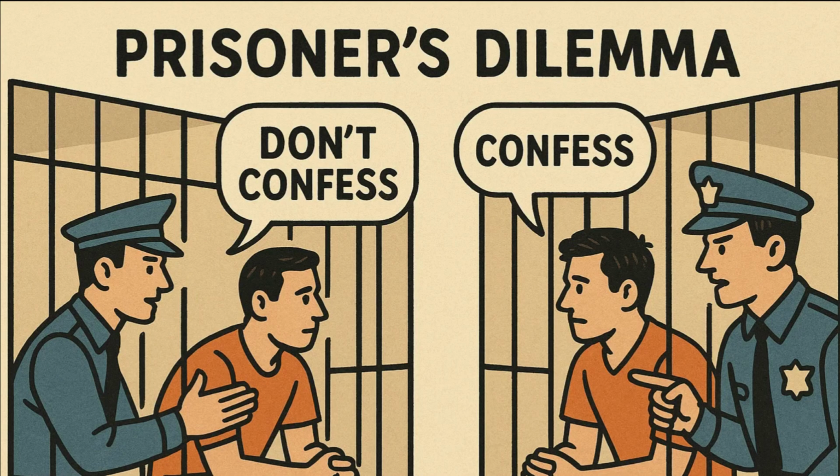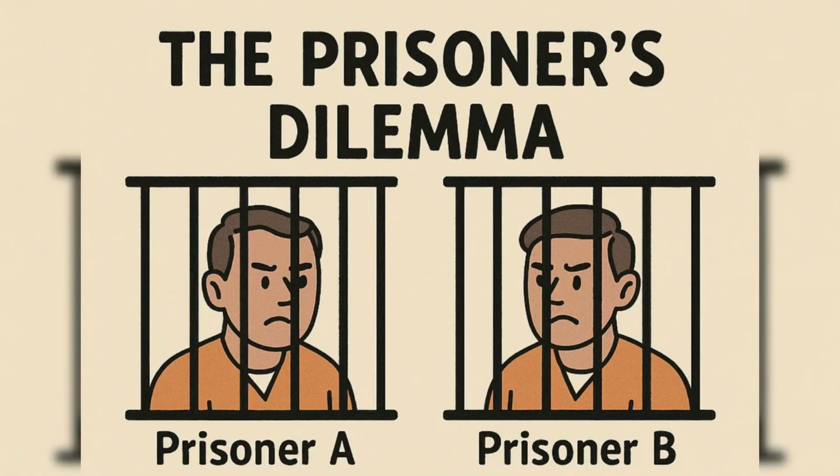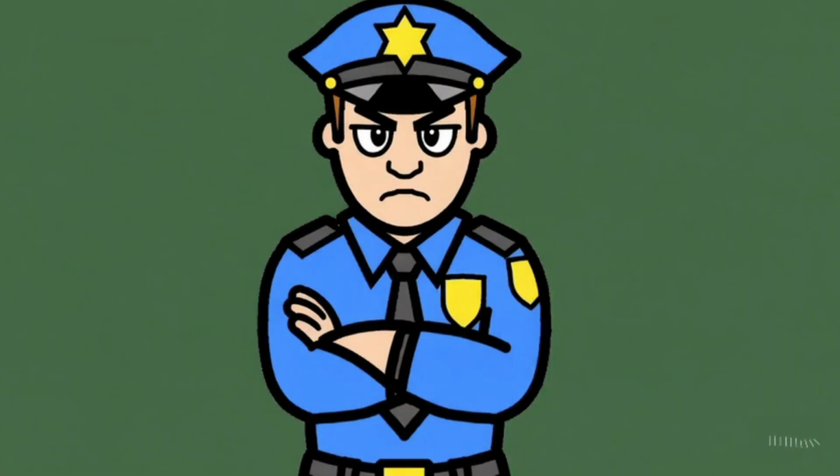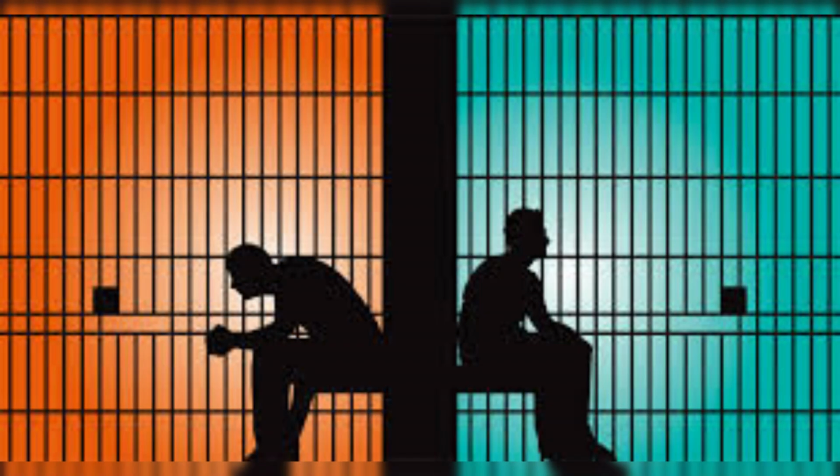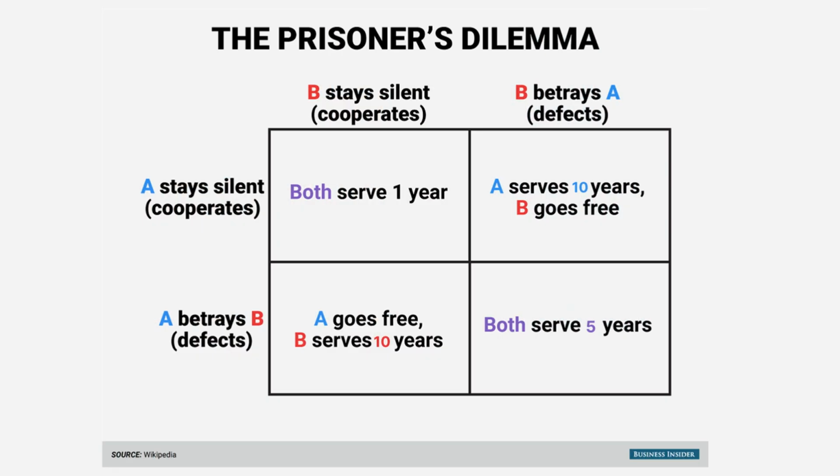The prisoner's dilemma is a classic game theory example that helps us understand strategic choices. Imagine this: two criminals are arrested for a minor crime, but the police suspect them of a more serious one. They are interrogated in separate rooms with no way to communicate. Here are the options presented to each.